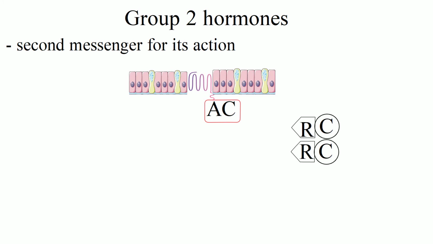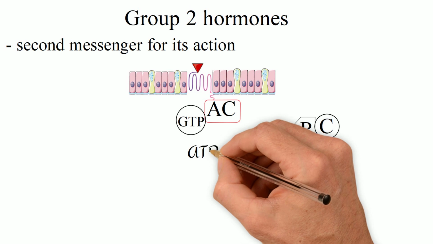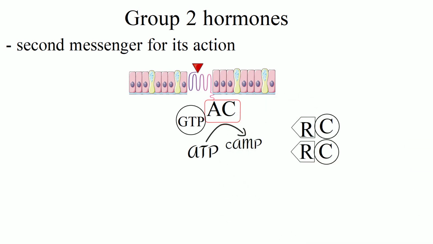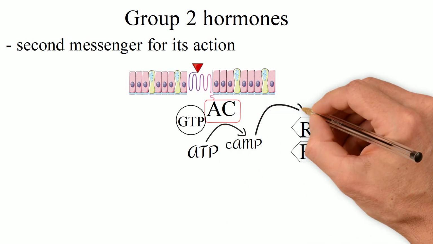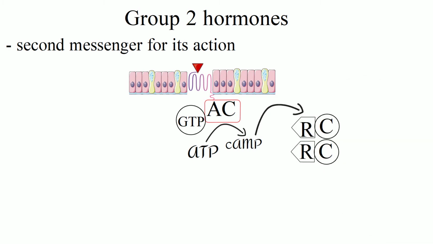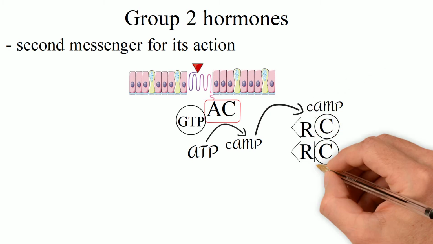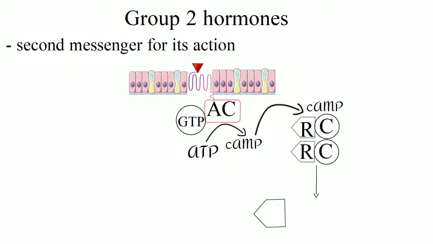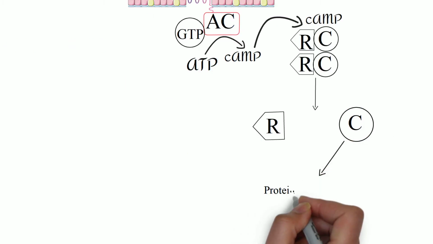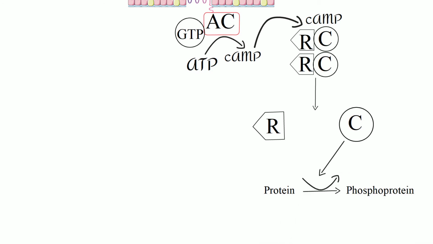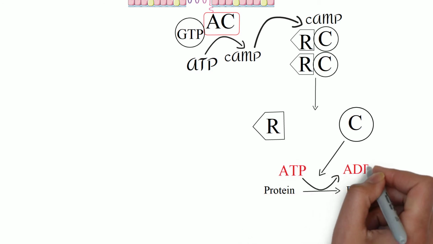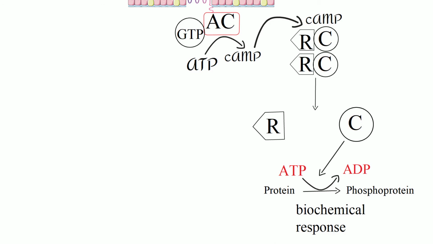As the hormone binds to the receptor, there is activation of adenyl cyclase and there is conversion of ATP to cyclic AMP. Now, cyclic AMP binds to the regulatory subunit and catalytic subunit, and the binding of cyclic AMP causes dissociation of R subunit and C subunit. C subunit causes intracellular protein phosphorylation, which brings out the biochemical response.